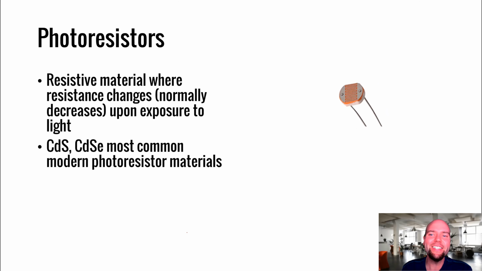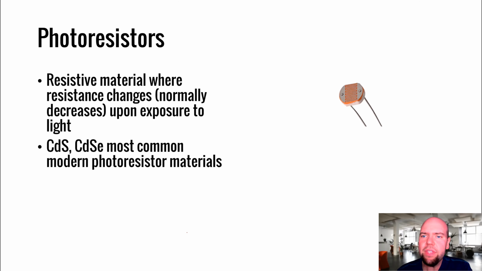All right, photoresistors. You may have played with these before. These are a material whose resistance changes upon exposure to light. These are usually cadmium sulfide or cadmium selenide, which is a very toxic material. It's kind of shocking that we're allowed to let people have these. It's very toxic, so don't eat those things. But it's just a material that when it absorbs light, when light strikes it, its resistance changes fairly dramatically. Usually the resistivity of the material goes down upon exposure to light.